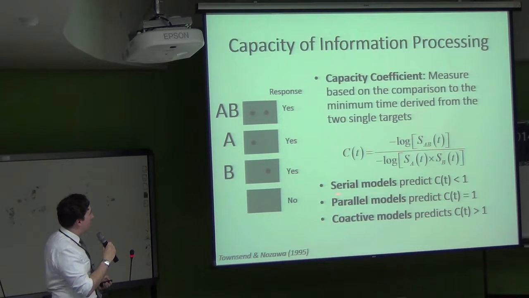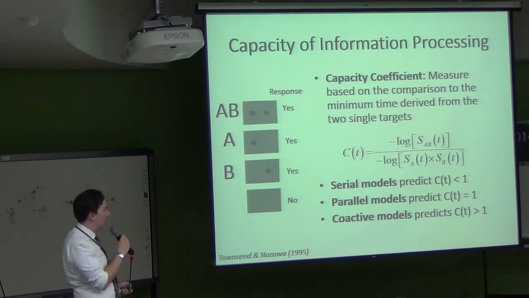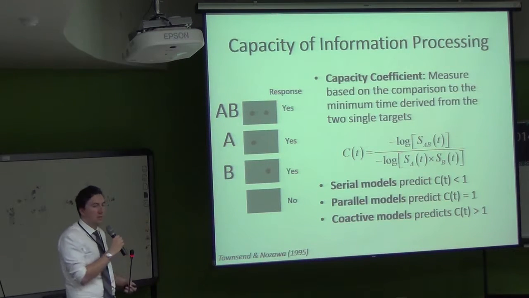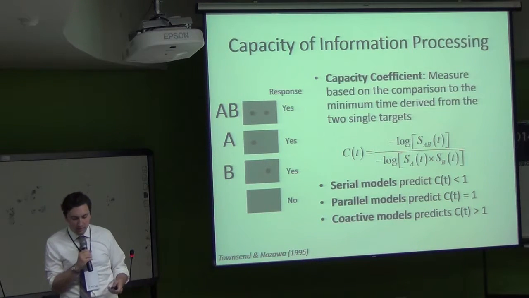So we can add now, if we look at the capacity measure, certain classes of serial models should predict that this capacity function is less than 1 for all response times. Coactive models, I haven't really told you about them, but they predict something called supercapacity, which is a capacity coefficient of greater than 1.